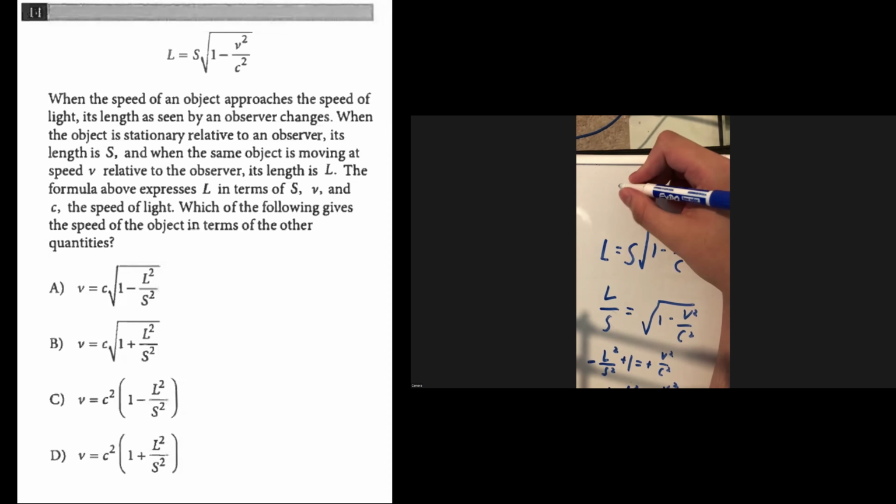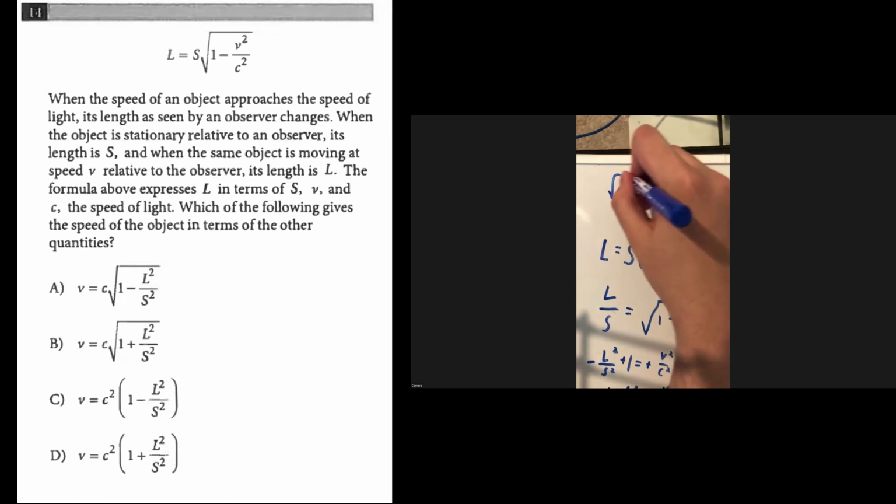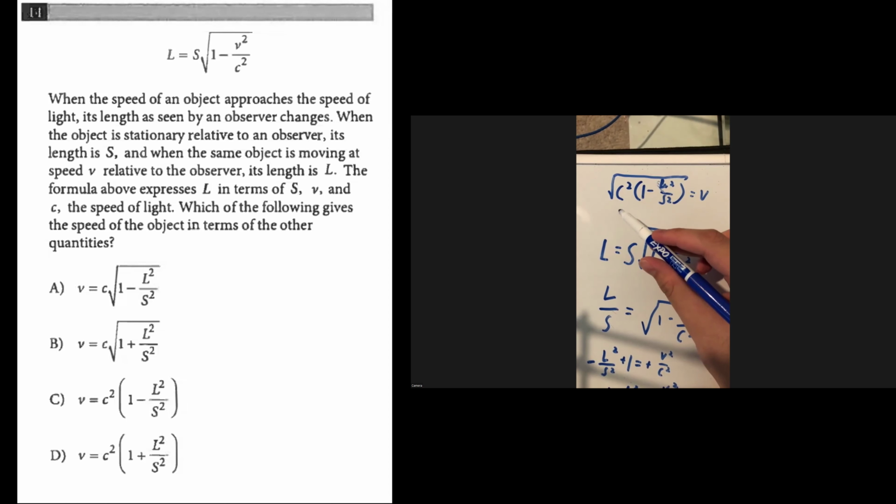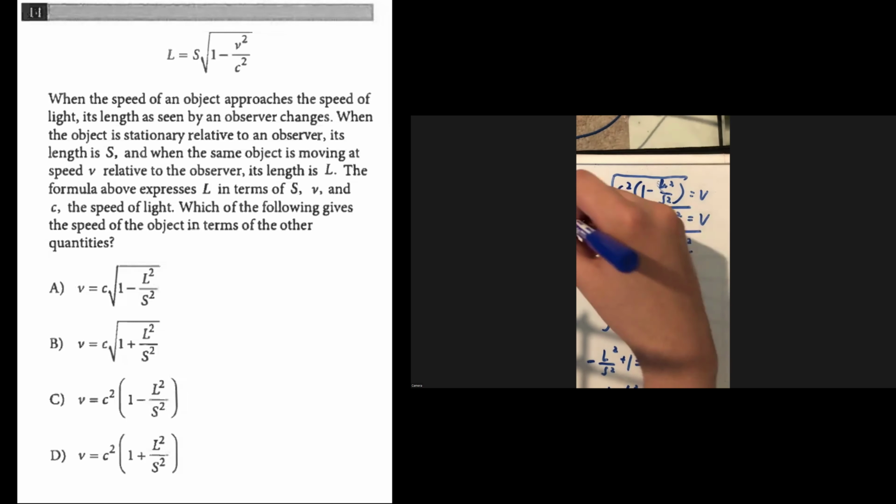There's no more space. I'm going to just write it up here. So you multiply both sides by C squared. So you have C squared times 1 minus L squared over S squared equals V squared, and then get rid of the squared by taking the square root of both sides. Take the square root of this, and since you have C squared, you can take out the square root and the squared cancel out, so you're left with C times the square root of 1 minus L squared over S squared equals V, which is answer choice A.